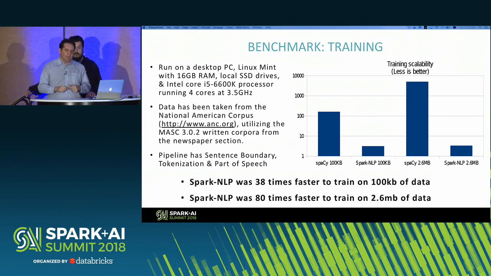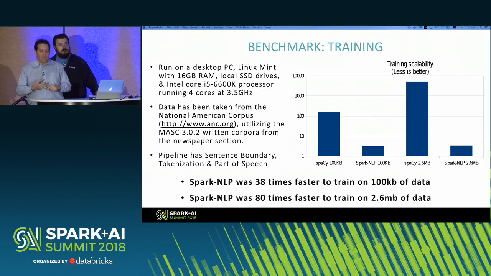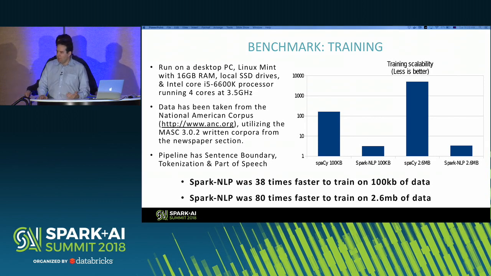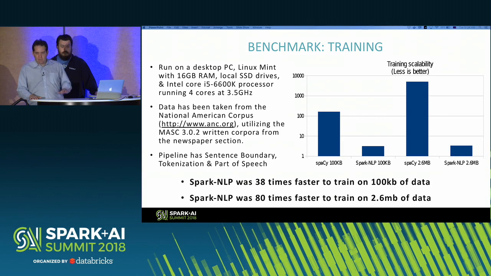And this is a simple pipeline. We did sentence boundary detection, tokenization, and part of speech, and trained the custom model using also not a lot of data. You can see, we used either 100 kilobytes of data or 2.6 megabytes of data. So, homework exercise style examples. And as you saw, on the 100 kilobytes of data, the library was 38 times faster than Spacey to train a model. On 2.6 megabytes of data, it was 80 times faster. And it gets worse, so at some point we just stopped running it. And this is the single machine use case.